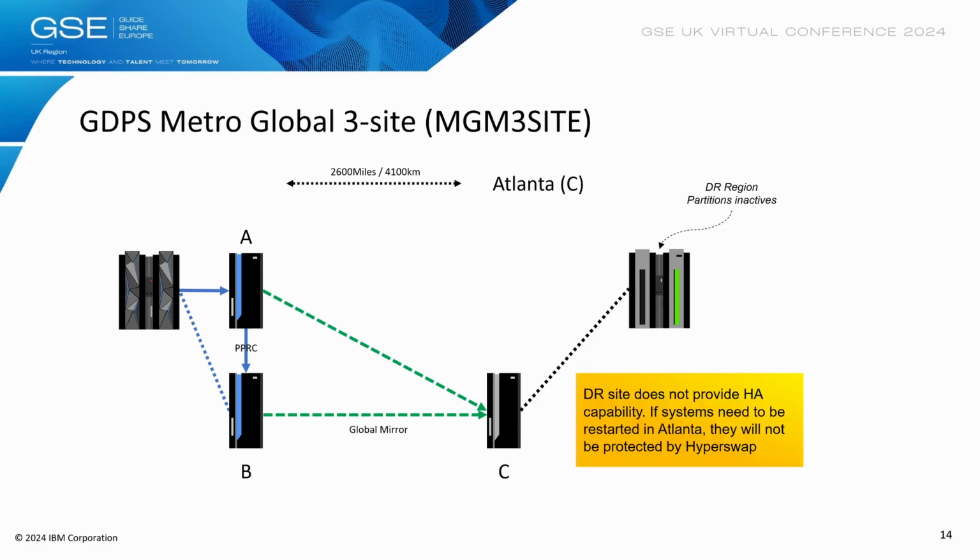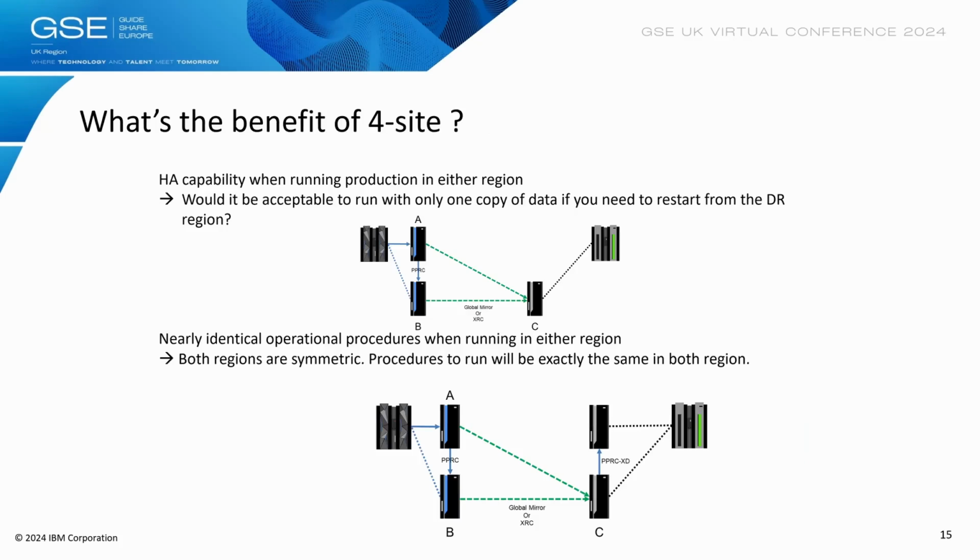Now, once you are running on the recovery region, the issue in this particular configuration, and actually this is fine for many customers, but the issue is that you don't have the continuous availability capabilities on the outside region. You don't have HyperSwap. Again, this is fine for some customers, but some customers require the same level of availability on the 2 regions, which is the reason why GDPS also supports 4-site configuration.